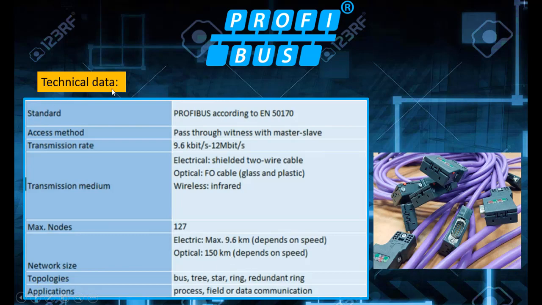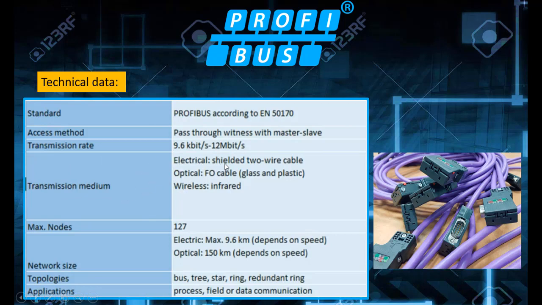Regarding technical data, the standard is Profibus according to EN 50170. The access method is token passing with master-slave. The transmission rate is 9.6 kB per second to 12 MB per second. Transmission medium is electric, optic, wireless.